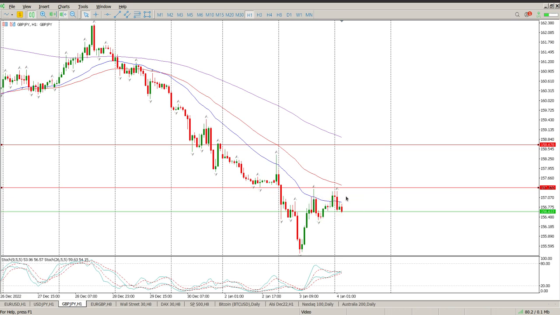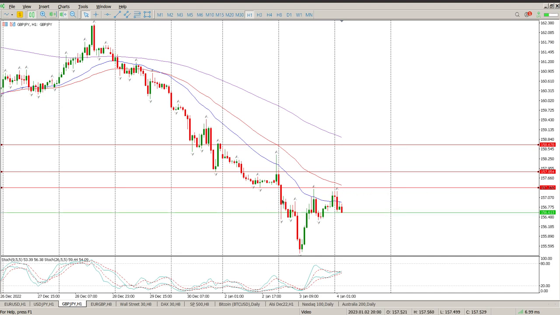So there are 3 areas to pay attention to here. The first one is this area here. If we can get a rejection of 157.370, or alternatively a rejection of 157.854, and right at the top here would be another opportunity as well, which is 158.678.